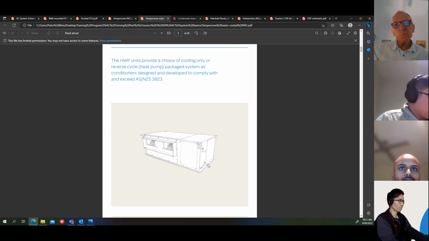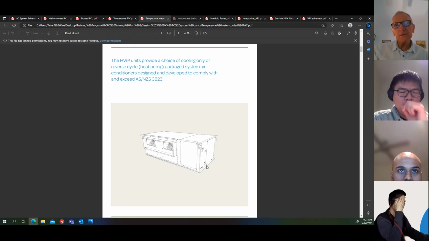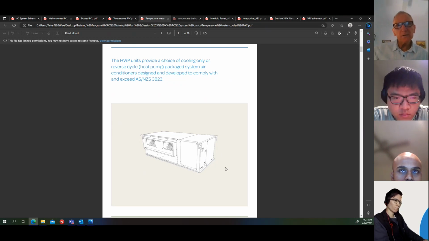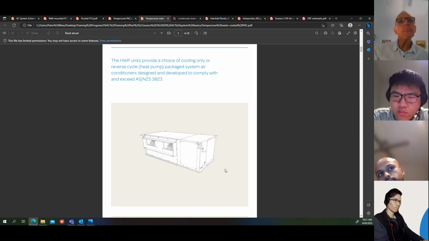In this case, though, you've got a water-cooled condenser. So you can see a couple of pipe stubs there. That's where the condenser water comes in. So it's a package unit. Everything's in there, but the water has to go off to a cooling tower or fluid cooler, which will be located outside. So that's another option.